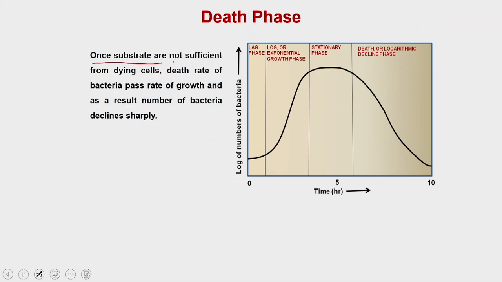That is what is written here. Once the substrates are not sufficient, the cells will start dying, and they will enter into the death phase. So in the death phase, you are going to have more deaths compared to multiplication or division.